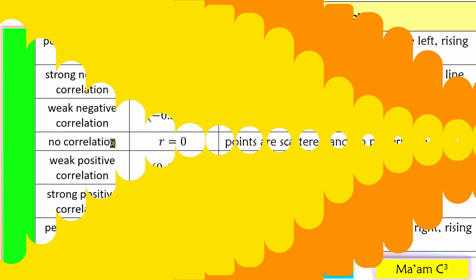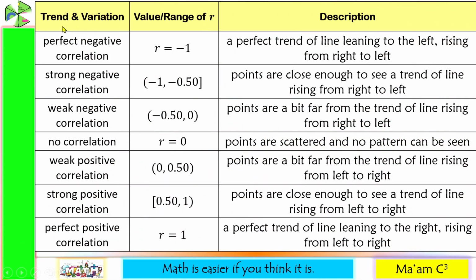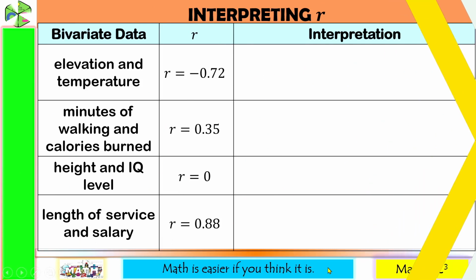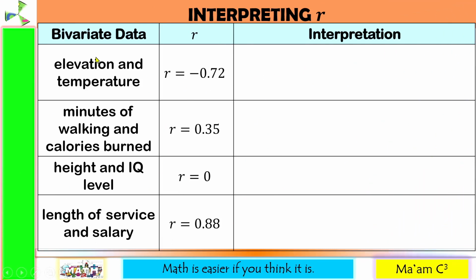Last lesson, I have already discussed the trend and variation and the corresponding value or range of R and how to describe it. Let's have an activity now. Interpreting R. Column 1 is for the bivariate data. Column 2 is the value of R, and we are going to write our interpretation in column 3.